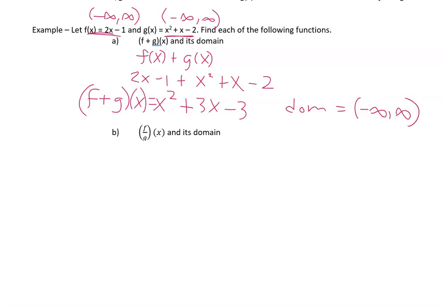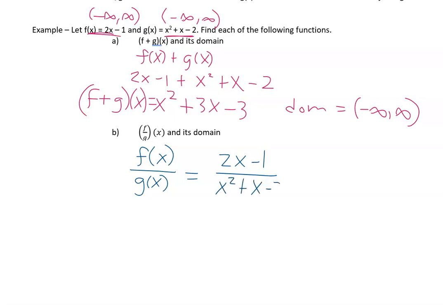So now that we've finished A, let's look at B. Well, notice that B is still using the same f and the same g. The difference is that we are dividing instead of adding. So remember that (f divided by g)(x) is defined as f(x) divided by g(x). So f(x) is 2x minus 1, so we replace f(x) with 2x minus 1. g(x) is x squared plus x minus 2, so we replace g(x) with x squared plus x minus 2.